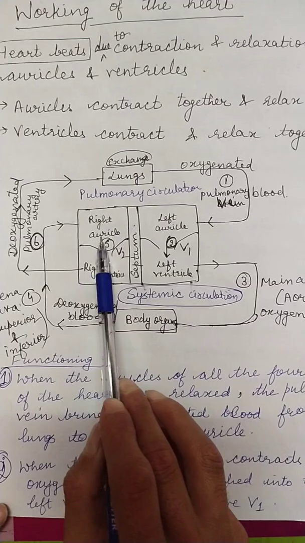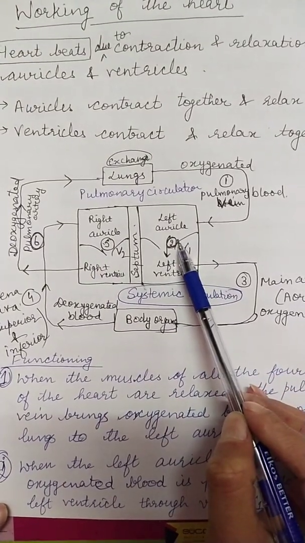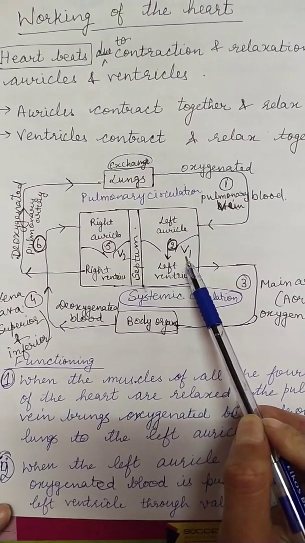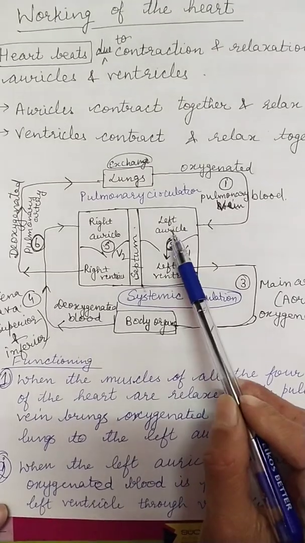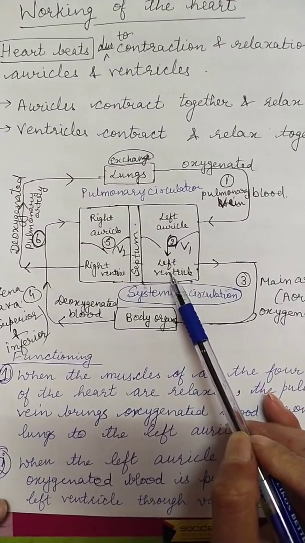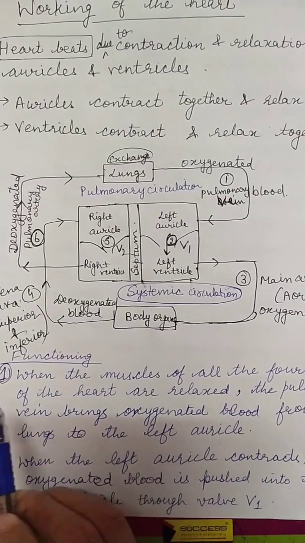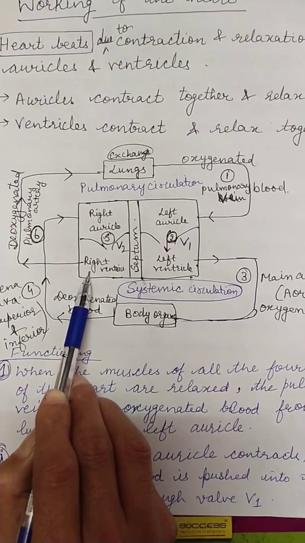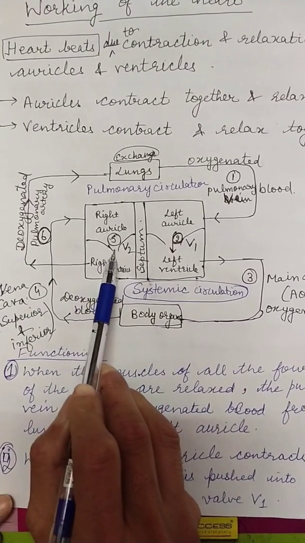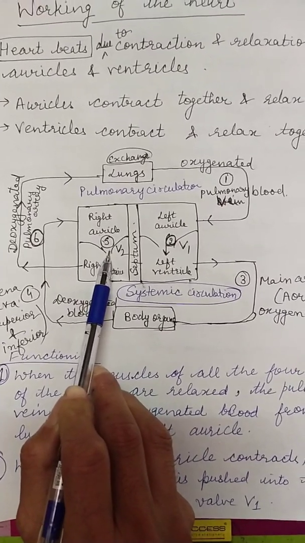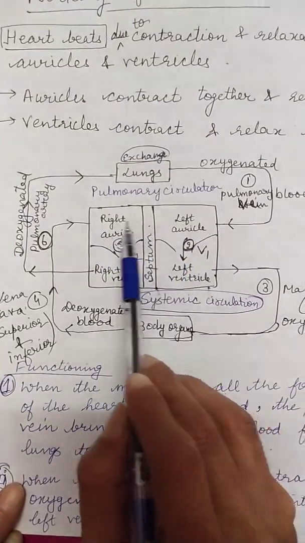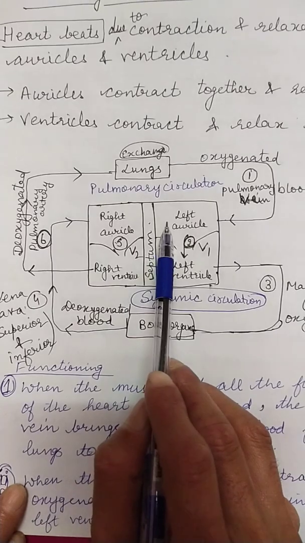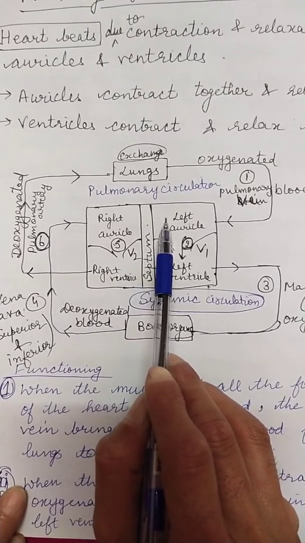Then what happens is the left auricle contracts and the blood moves through the valve V1, which is also known as the bicuspid valve, and the blood is forced into the left ventricle. At the same time, deoxygenated blood from the right auricle goes into the right ventricle through the tricuspid valve, that is the V2. This was the second phase, where 2 auricles were contracting. When 2 auricles contract, we call this phase the auricular systole.